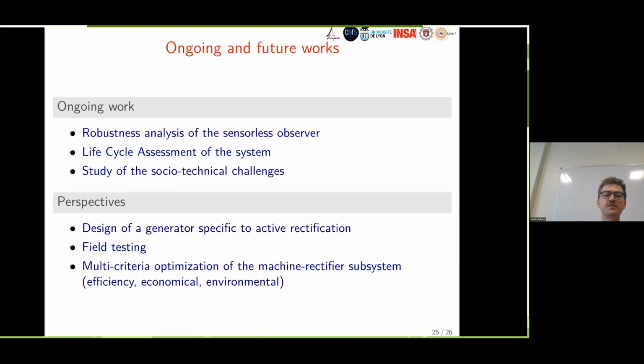And as a perspective, we will design a specific generator adapted to synchronous rectification to make some co-optimization. We'll perform some field testing with a real wind turbine. And finally, we hope to be able to optimize with multi-criteria optimization the machine-rectifier subsystem.